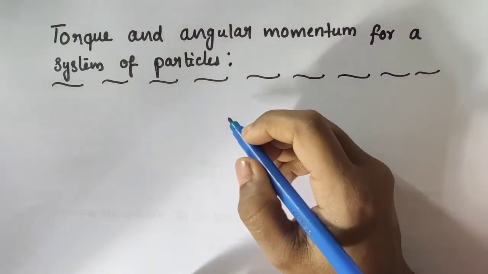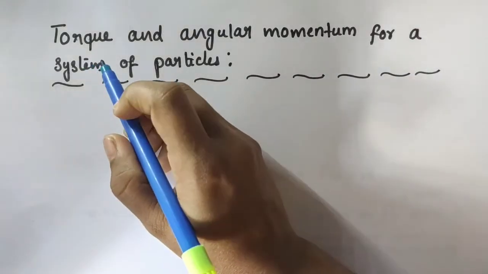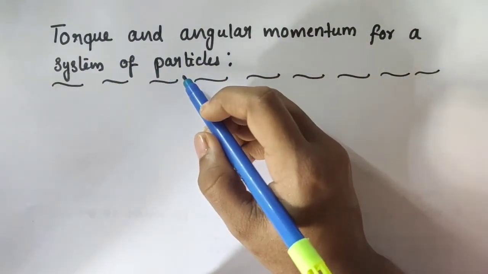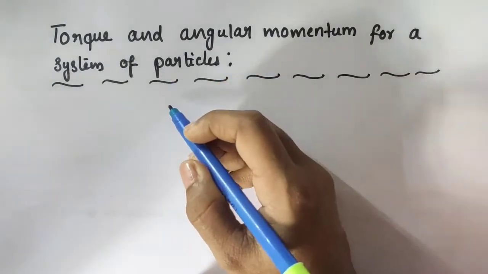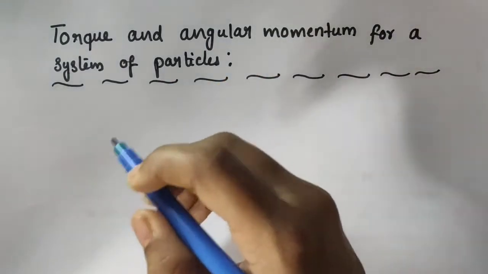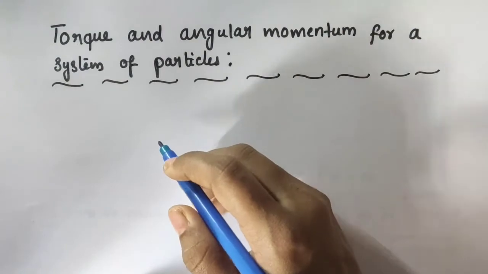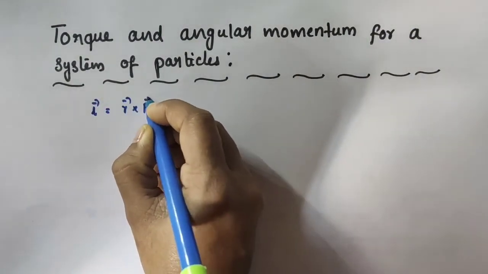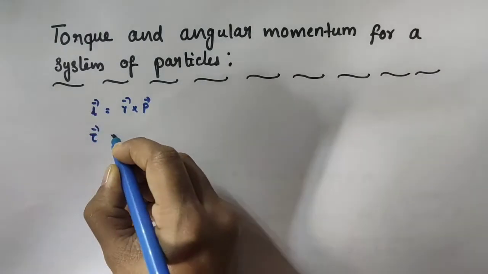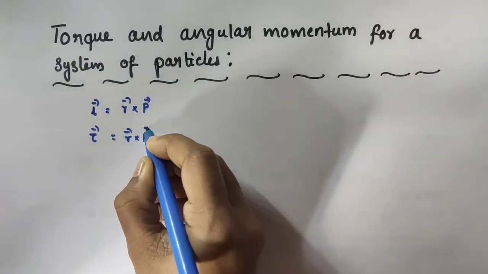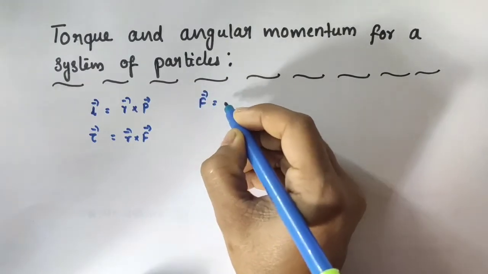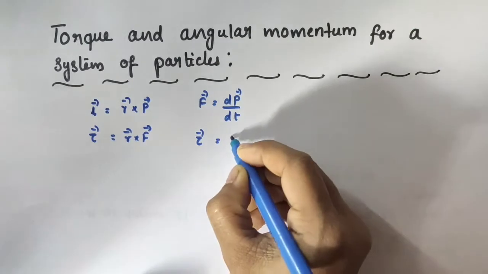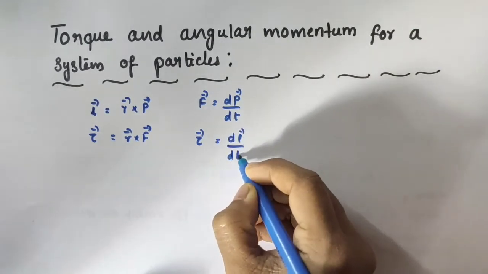Hello everyone. In this video, we are going to discuss torque and angular momentum for a system of particles. In our previous video, we discussed torque and angular momentum for a single particle. And we got, for a single particle, vector L is equal to vector R cross vector P, vector tau is equal to vector R cross vector F, then vector F is equal to d vector P divided by dt, then vector tau is equal to d vector L divided by dt.